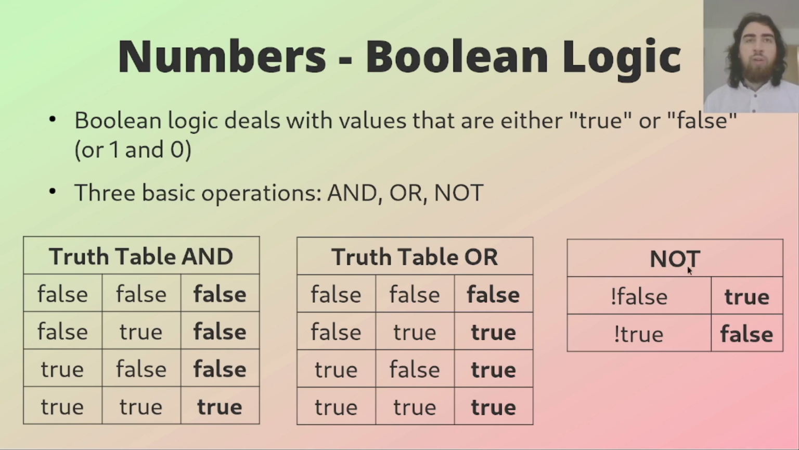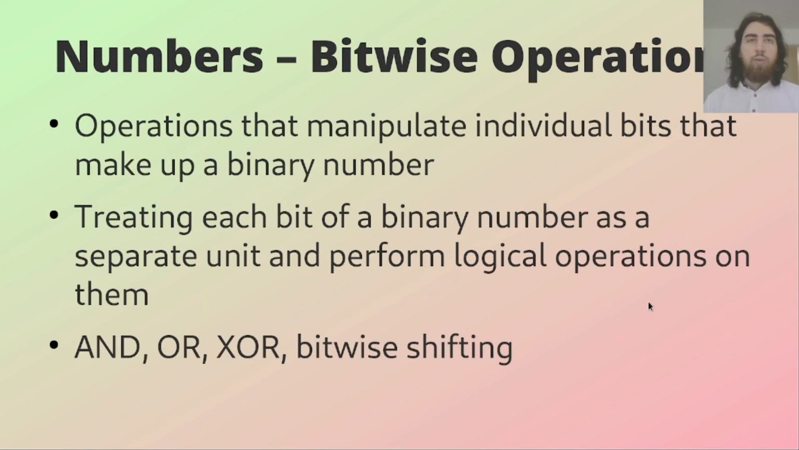And the NOT operator will just basically invert the Boolean value. So over here we have NOT false, and this would evaluate to true. And NOT true will evaluate to false. Now let's see bitwise operations.